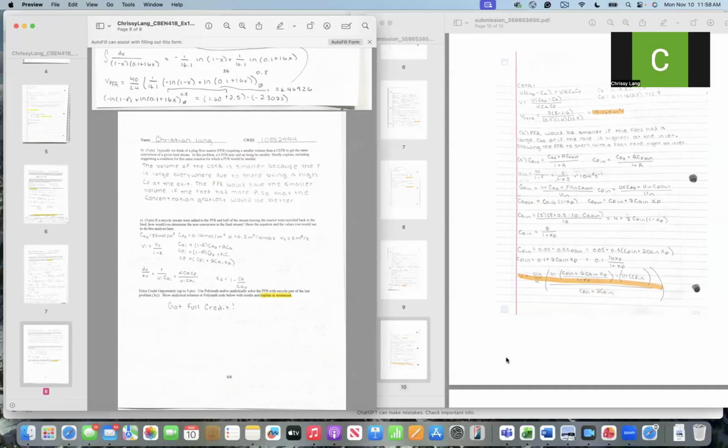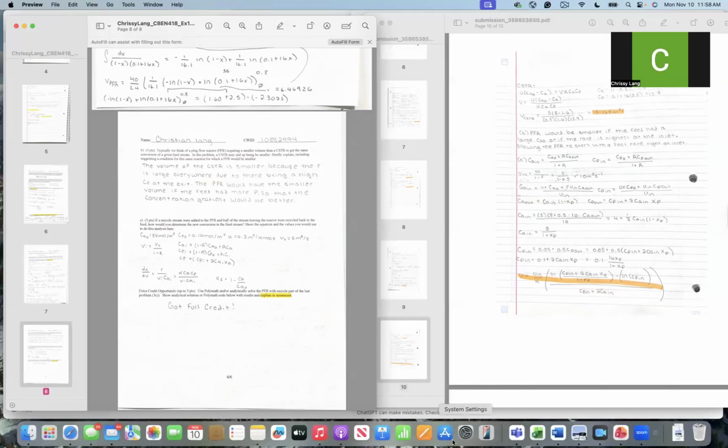For part E, I wrote the corrected recycle setup, defined the recycle ratio R, expressed inlet concentration with the recycle, and then wrote the design equation as dX over dV equals negative RA over FA naught with modified inlet, and then showed how to solve for the new overall conversion. My corrected work is as seen on the left, and then for the extra credit, I did not need to do anything because I got full credit as before. Thank you.